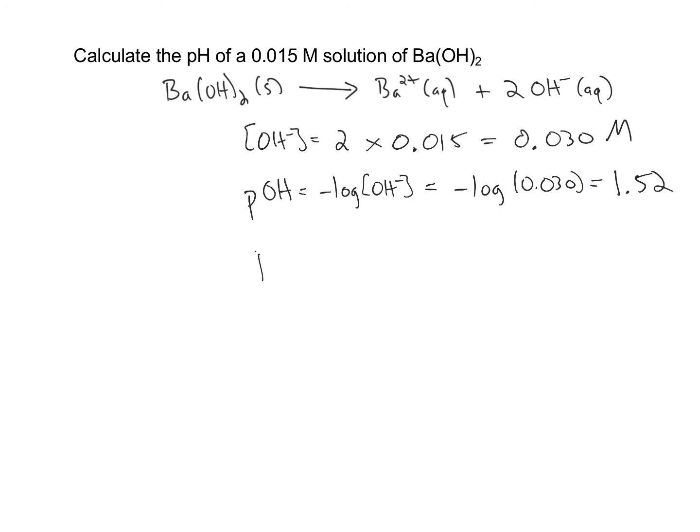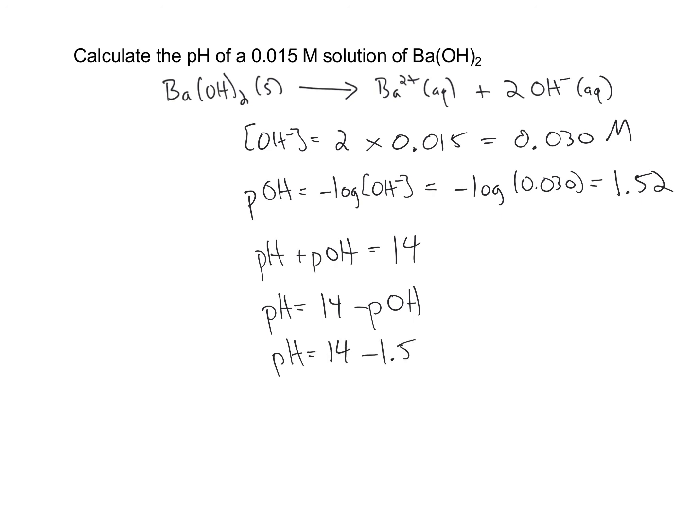And then I can use that pH plus pOH is always equal to 14. So pH is 14 minus pOH, or pH is 14 minus 1.52. So the pH is going to be 12.48.